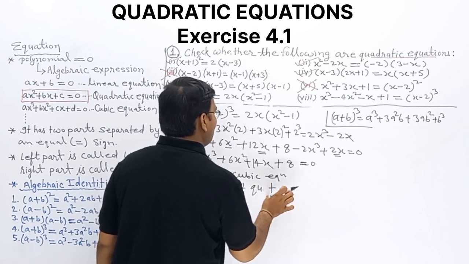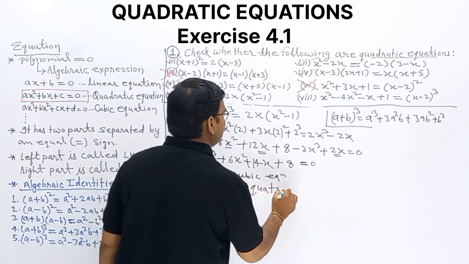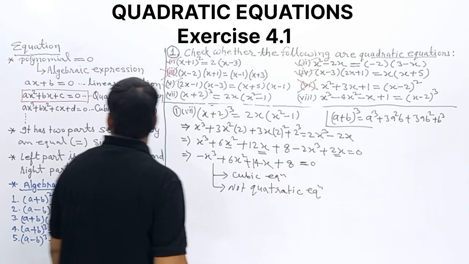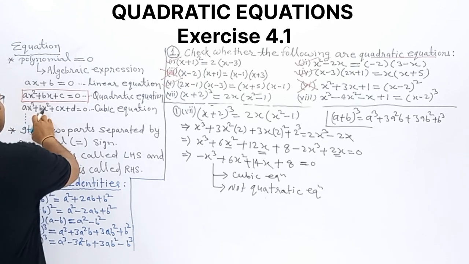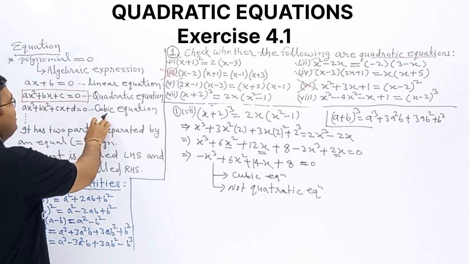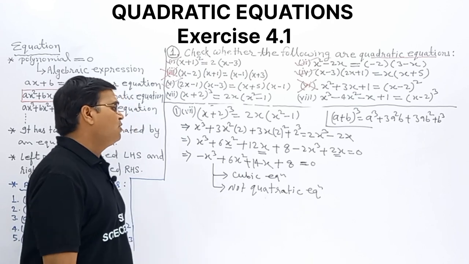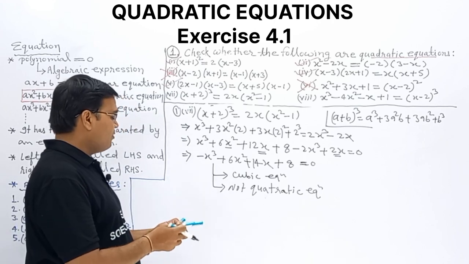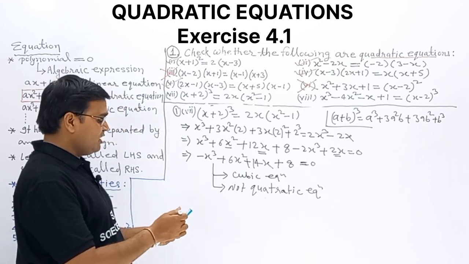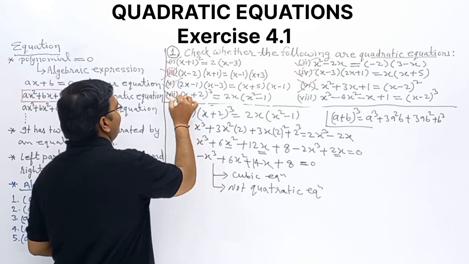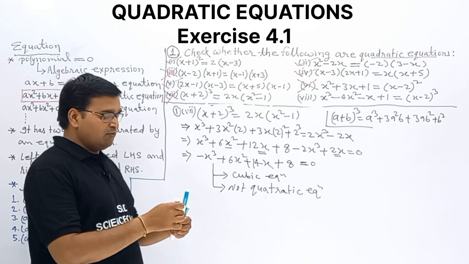Not quadratic. It is not a quadratic equation. It is in the form of ax cube plus bx square plus cx plus d equal to 0, so directly we can say it is a cubic equation, not a quadratic equation. So our result will be, we are checking these questions. This one is the quadratic equation? No.